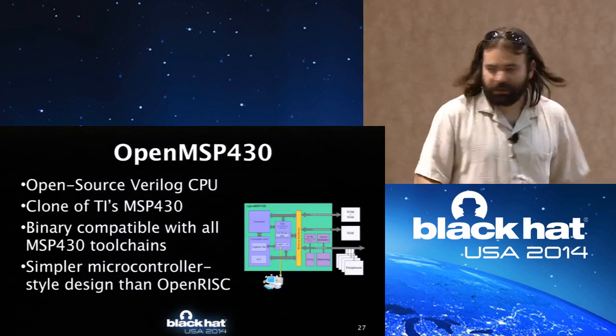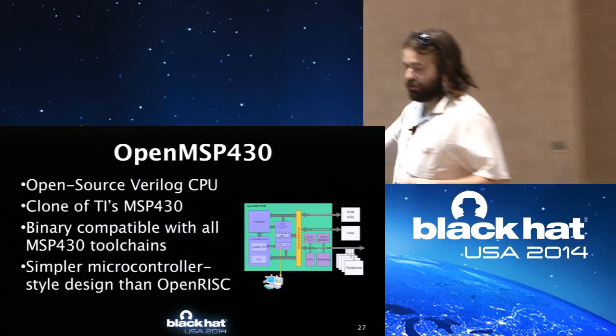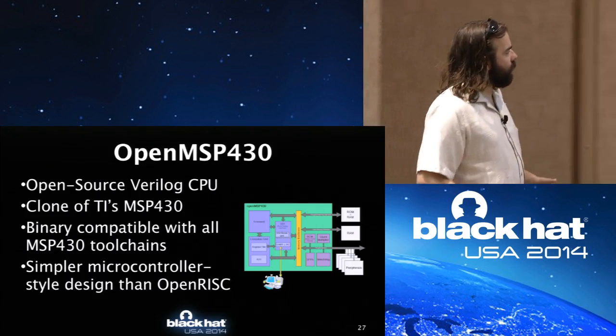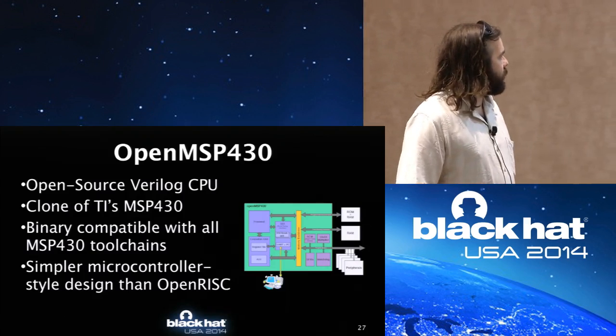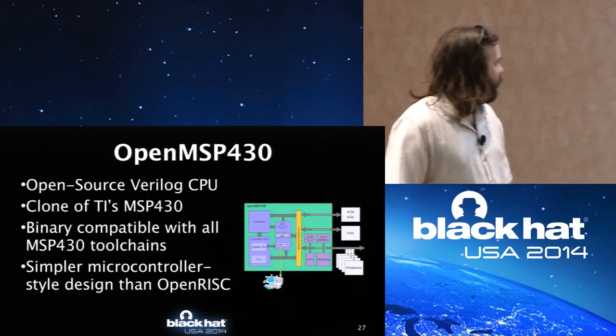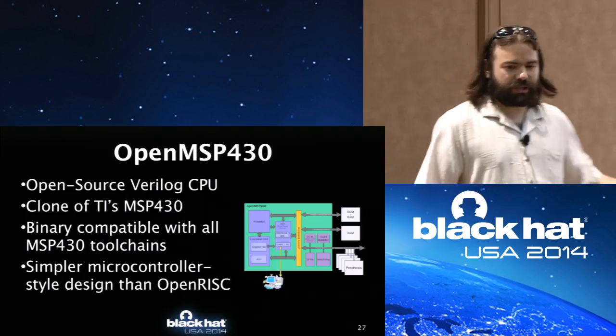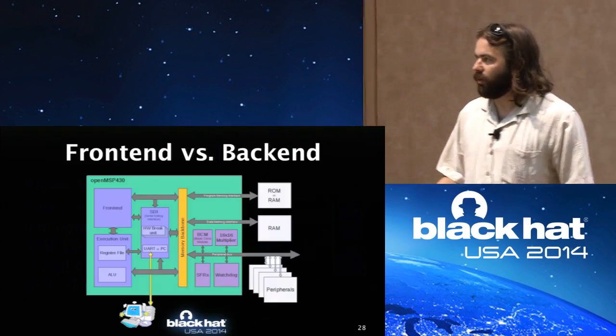So on to MSP 430, as I think I'm actually coming close to running out of time. No, I got 10 minutes. So OpenMSP 430 is an open source Verilog CPU. It's a clone of TI's MSP 430. It's binary compatible with all the standard MSP 430 toolchains. And it's much simpler than OpenRISC. It's just a simple microcontroller.